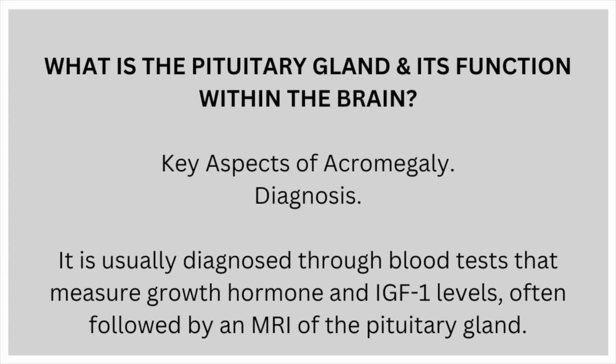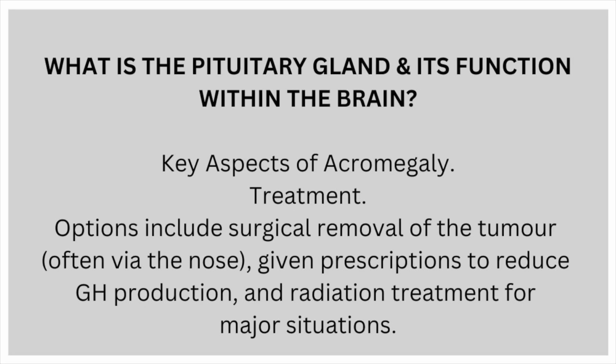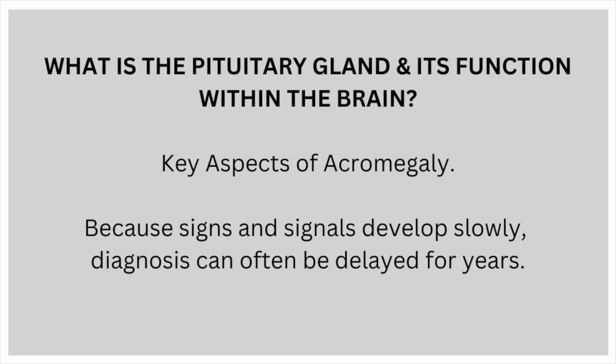Diagnosis. It is usually diagnosed through blood tests that measure growth hormone and IGF-1 levels, often followed by an MRI of the pituitary gland. Treatment. Options include surgical removal of the tumour, often via the nose, given prescriptions to reduce GH production, this being growth hormone, and radiation treatment for major situations. Because signs and signals develop slowly, diagnosis can often be delayed for years.